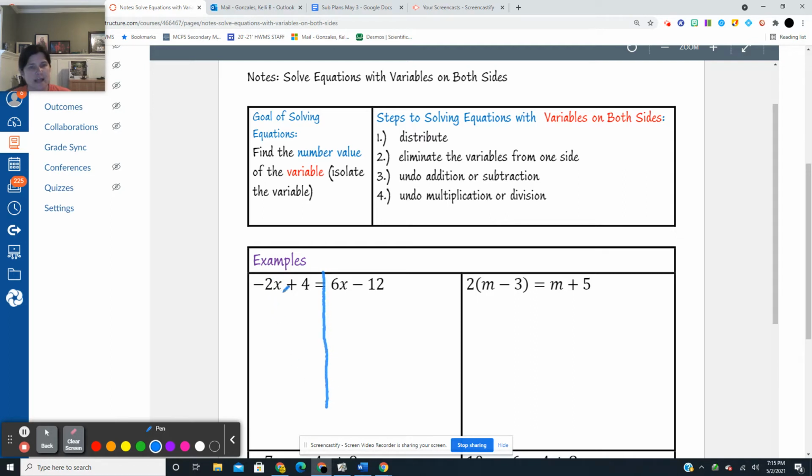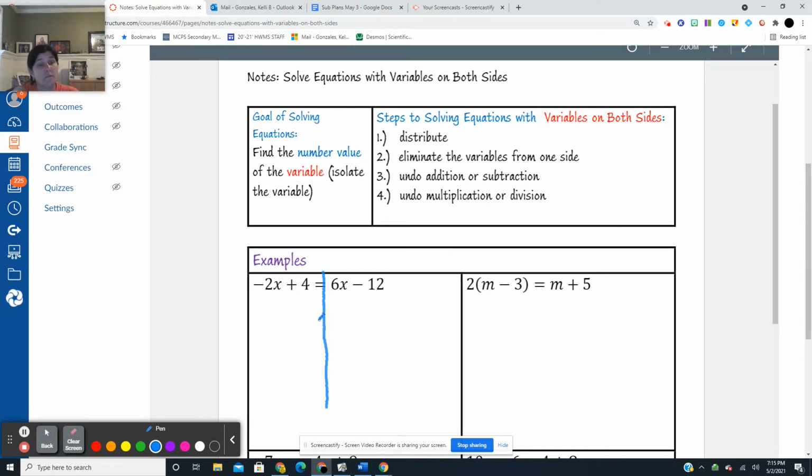Now I see that I have two variables. So you can circle them if you want when you see that there's two, but when I see that there's two, I need to eliminate one. I need to get rid of one group of x's. It doesn't matter which one you eliminate. You can eliminate either one.